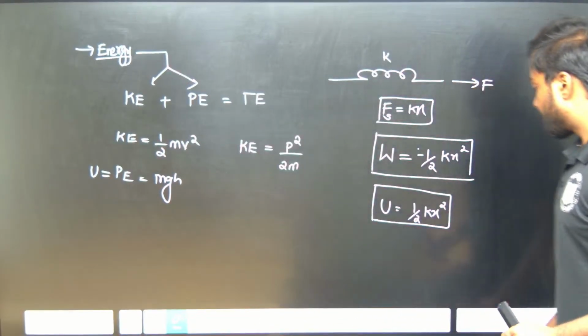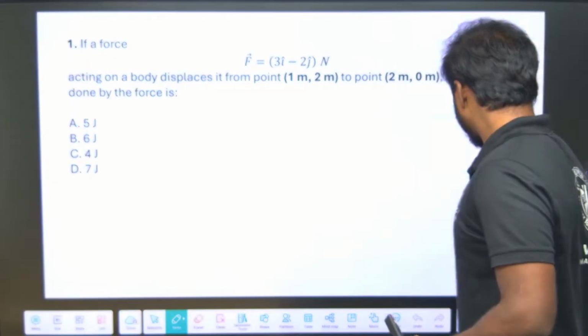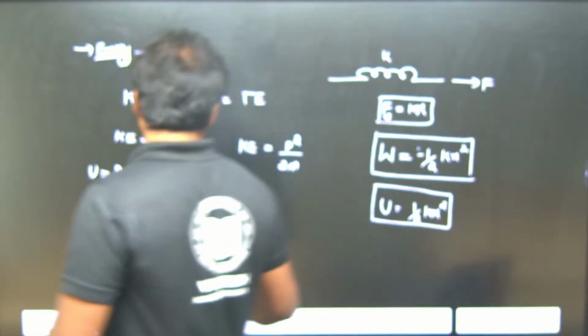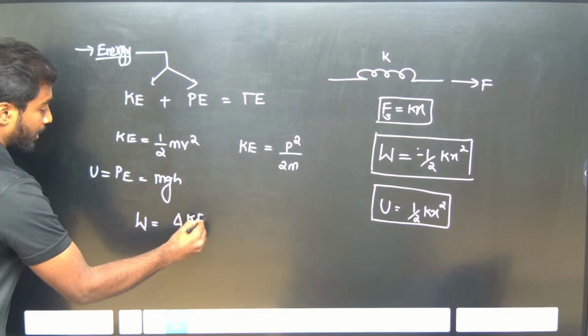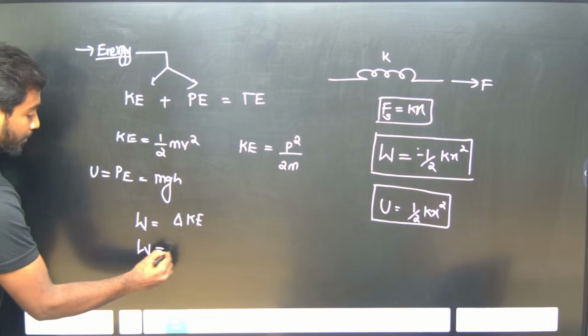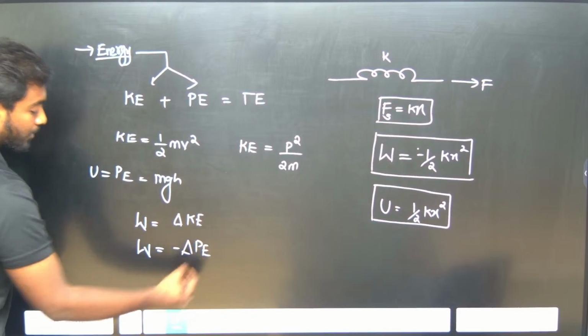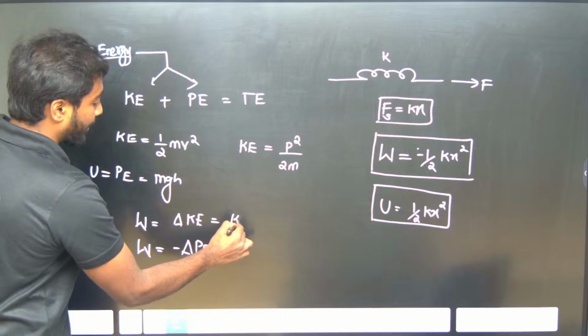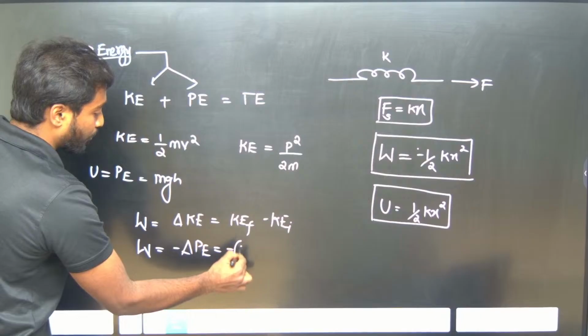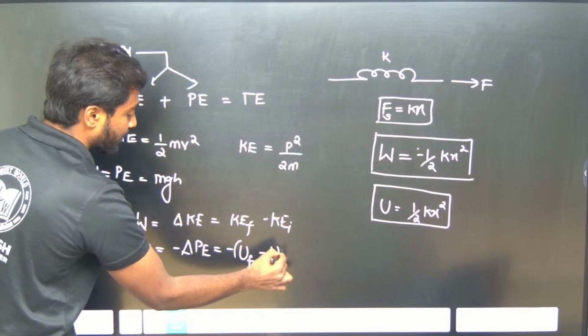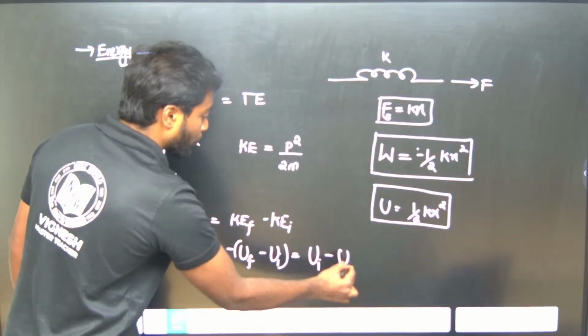So next we have seen one more thing: work done is nothing but the change in kinetic energy, and work done is also minus the change in potential energy. So I can say this is kinetic energy final minus kinetic energy initial, and this is minus of potential energy final minus potential energy initial, which is Ui minus Uf. Okay, this is about the energy.